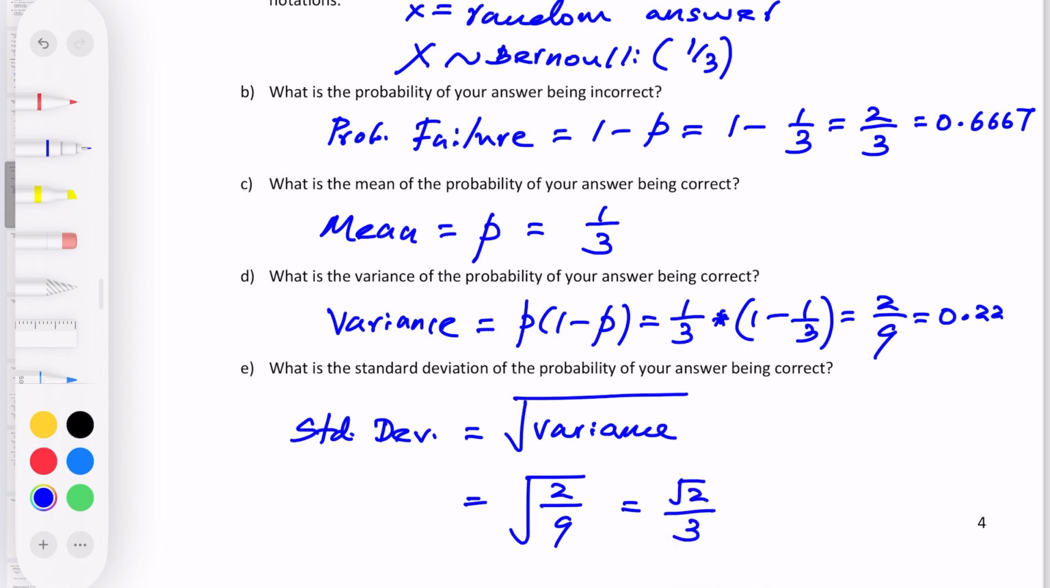Well, if you don't like to keep the answer as that, you may write the answer as decimal. So the decimal answer for this question will be equal to 0.4714. Alright, that's a complete solution for problem 16 of your homework number 2.